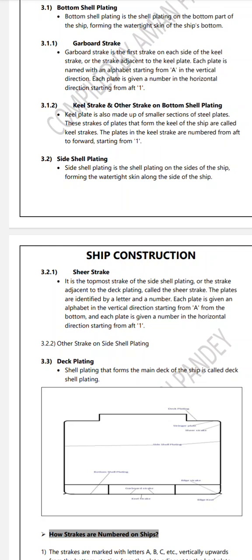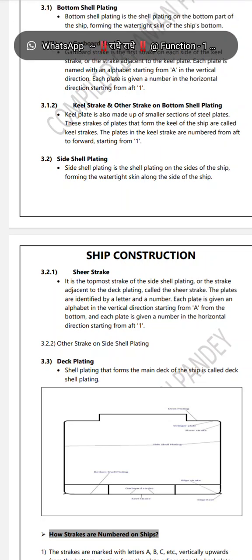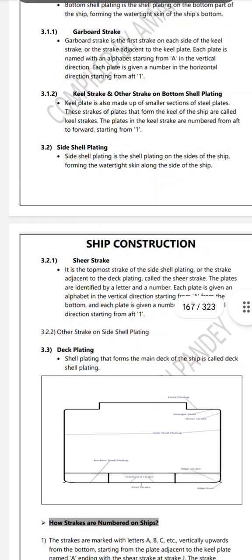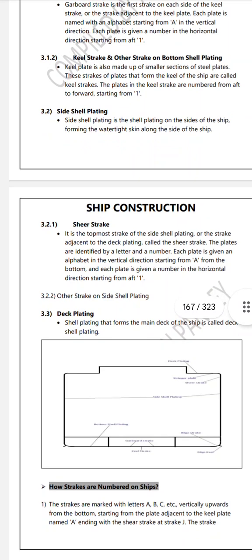In the vertical direction, each plate is given a number in the horizontal direction. Now, what is keel strake? The keel plate is also made of smaller sections of keel plates. The strakes of plates that form the keel of the ship are called keel strake. The plates in the keel strake are numbered from.